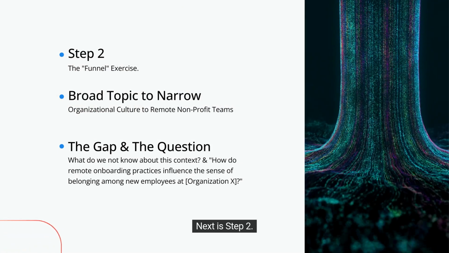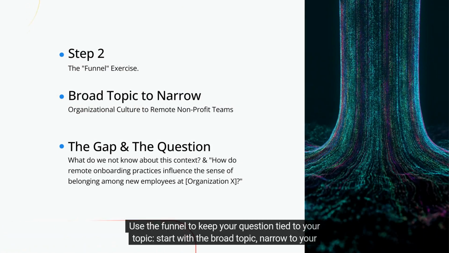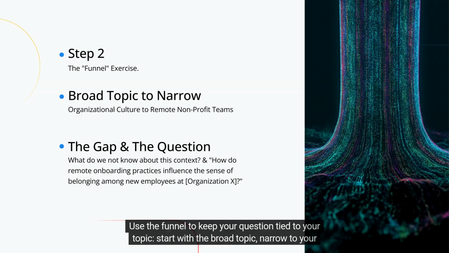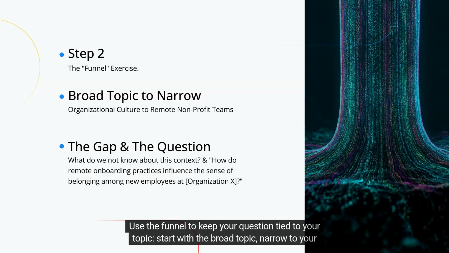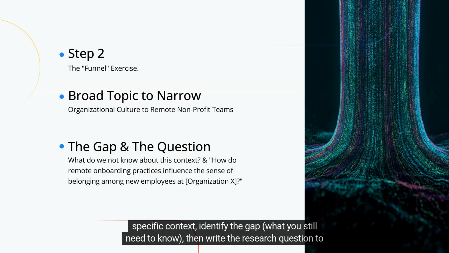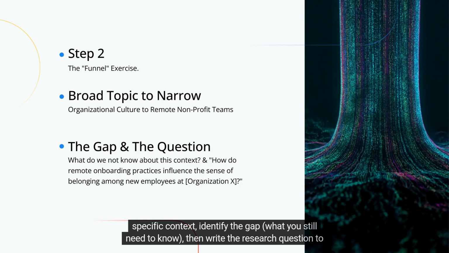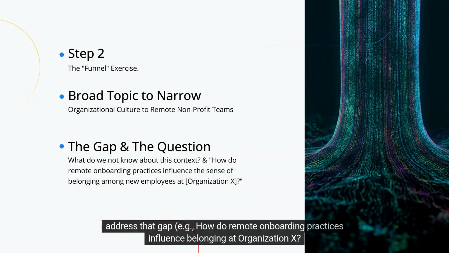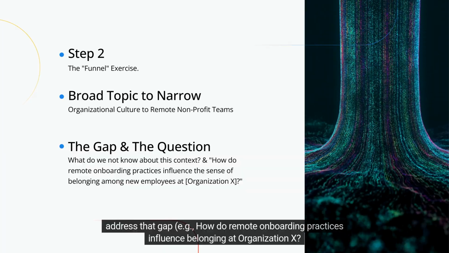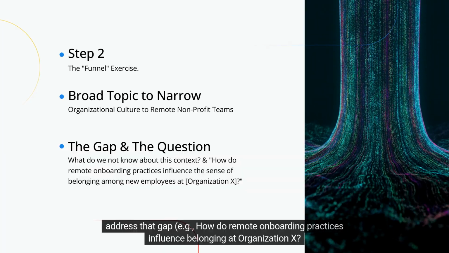Next is step 2, the funnel exercise. Use the funnel to keep your question tied to your topic. Start with the broad topic, narrow to your specific context, identify the gap, what you still need to know. Then write the research question to address that gap. For example, how do remote onboarding practices influence belonging at Organization X?